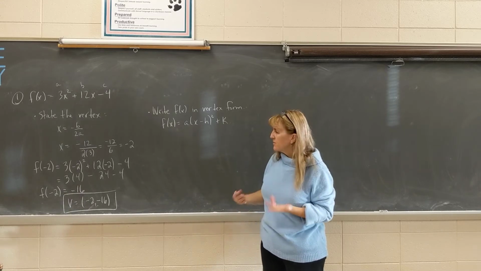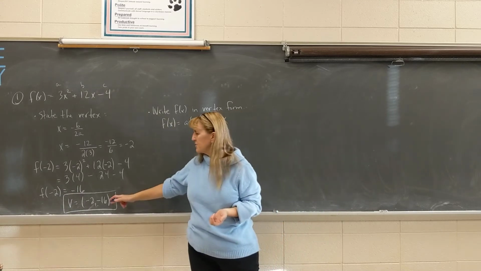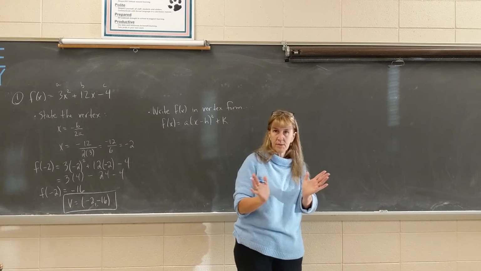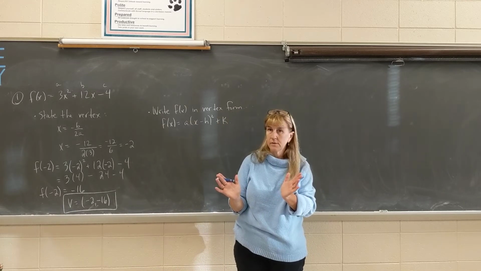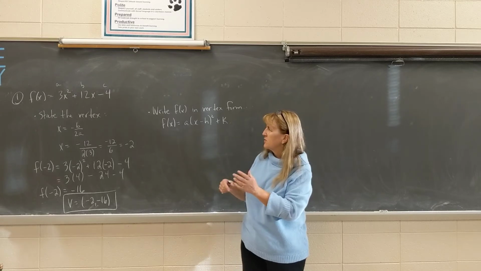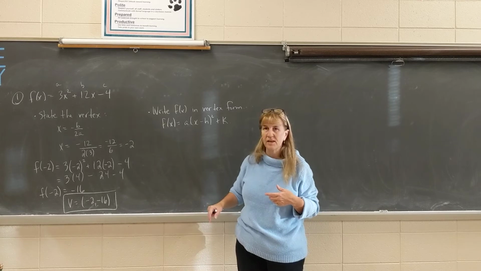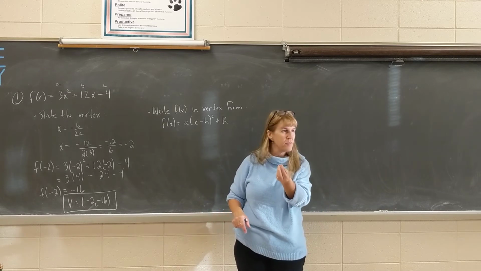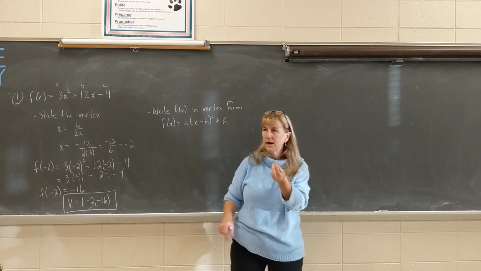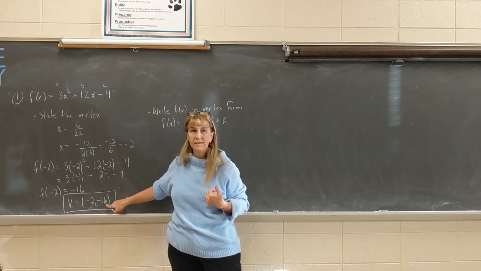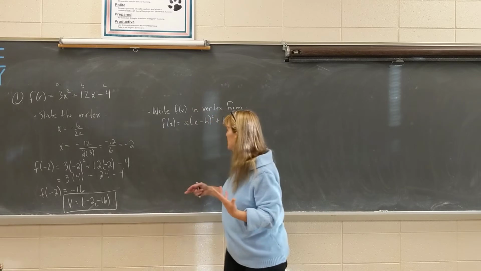All right, well, I know the vertex. The vertex is negative 2, negative 16. So this quadratic, and I hope you know it's a quadratic, right? The parent function is y equals x squared. So since the parent function is y equals x squared, and my vertex is negative 2, negative 16, it means that the vertex of my parent function has been moved left 2 and then down 16. So you should be able to come up with that.